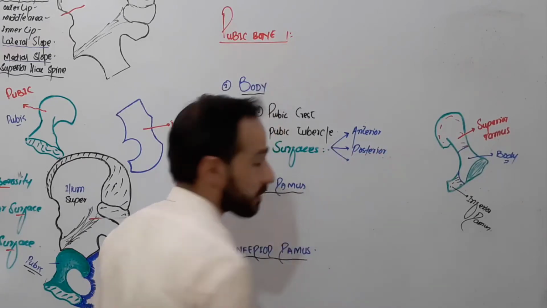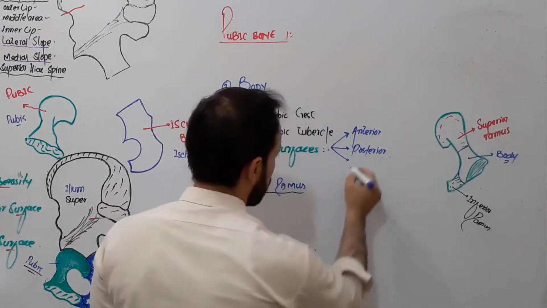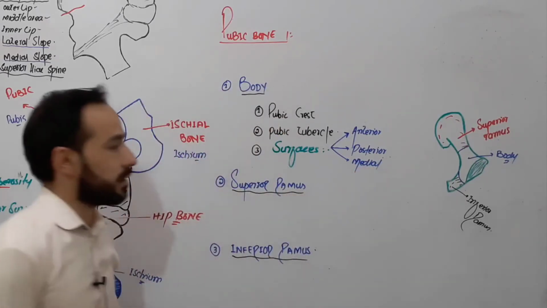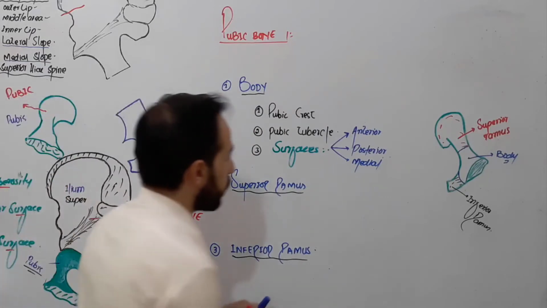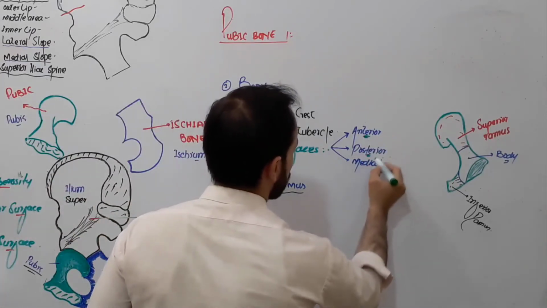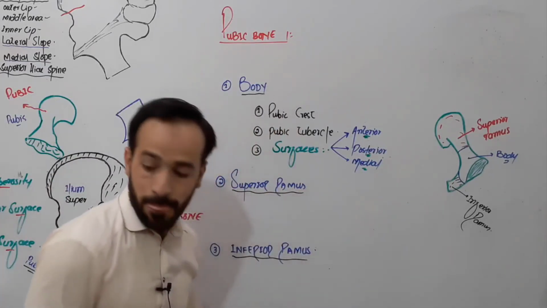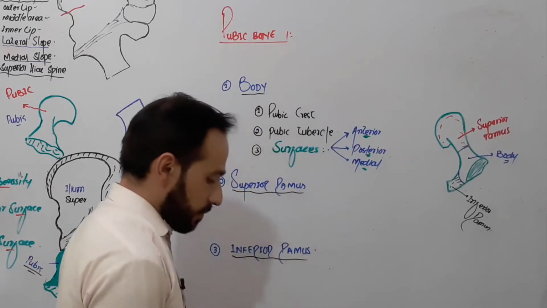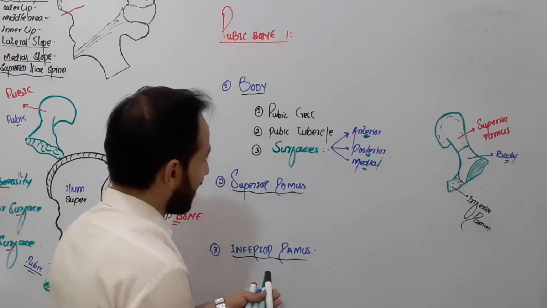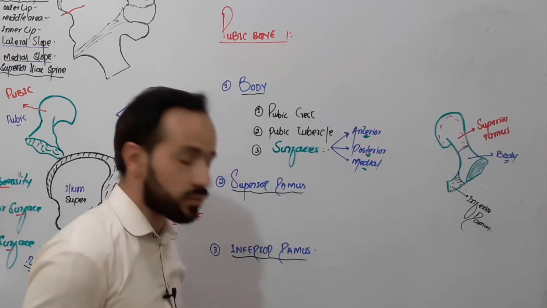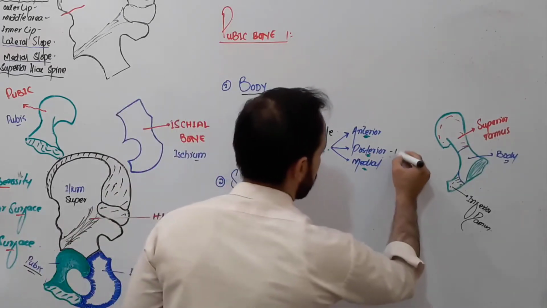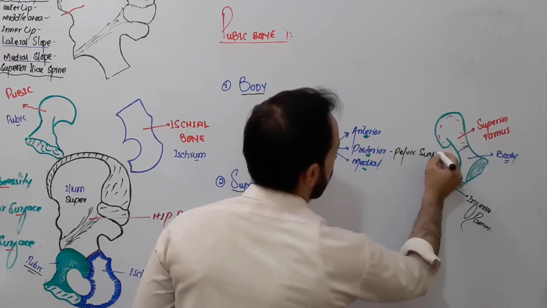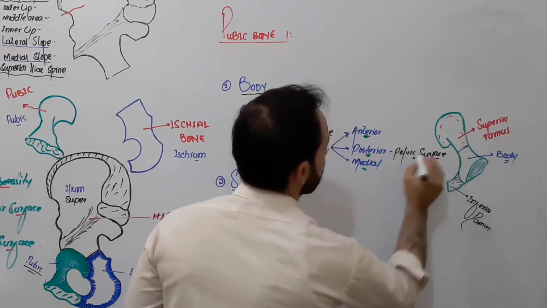And then we have the third one, which is called the medial surface. I will show you them in the real bone. So there is the anterior surface, the posterior surface, and the medial surface. Then we say this posterior surface is also known as the pelvic surface. Let me write it here. Why? Because it is towards the pelvic cavity.